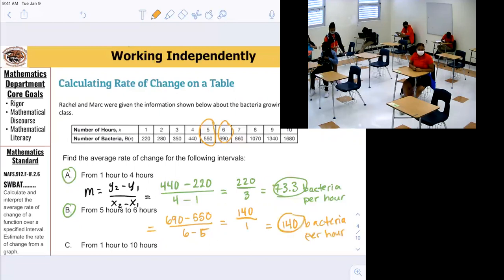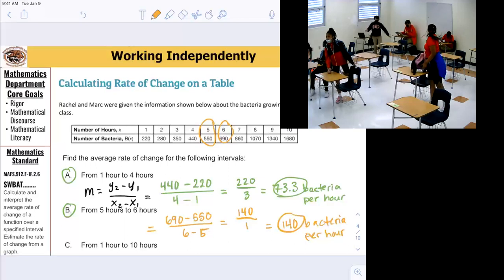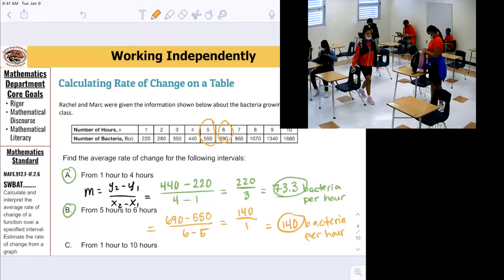So in which interval does it go faster? A or B? Green or orange? B. Orange. Good. Orange.